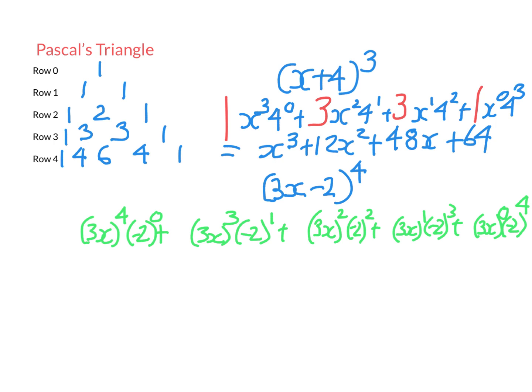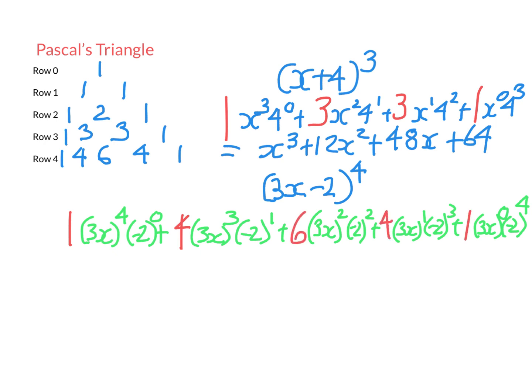Okay, so Pascal's triangle tells us the coefficients that need to go in front of each term. So because it's the power of 4, we go to row 4 in Pascal's triangle. The numbers in row 4 are 1, 4, 6, 4, 1.